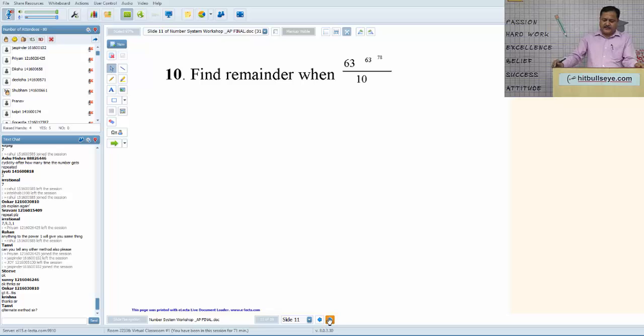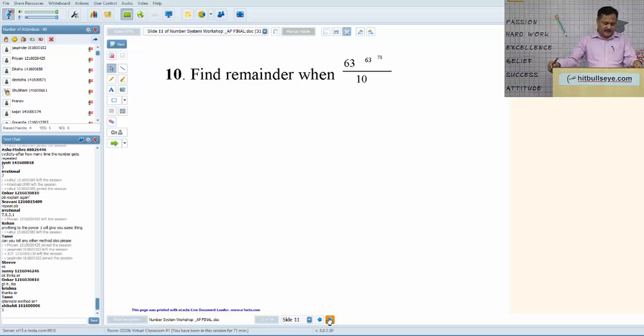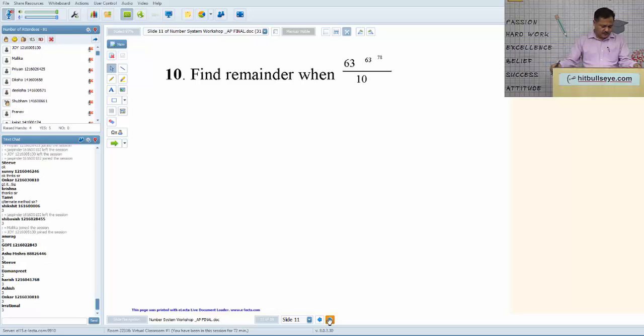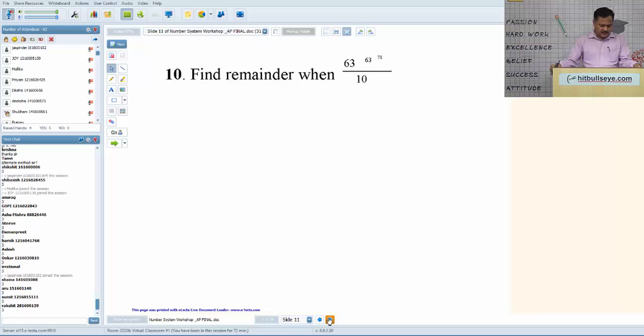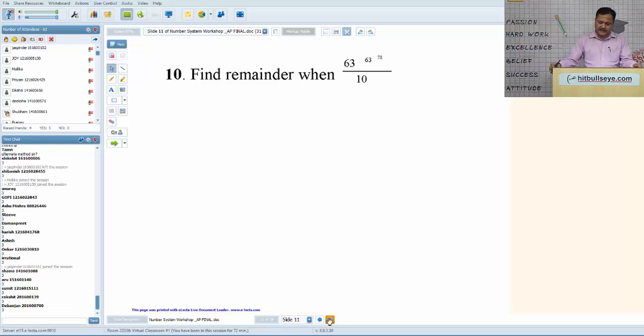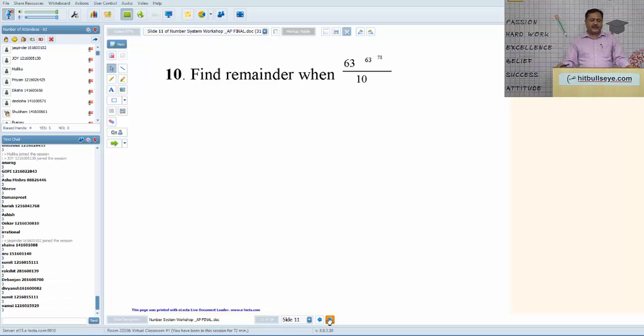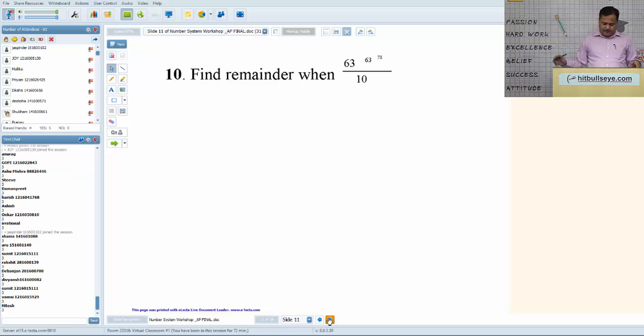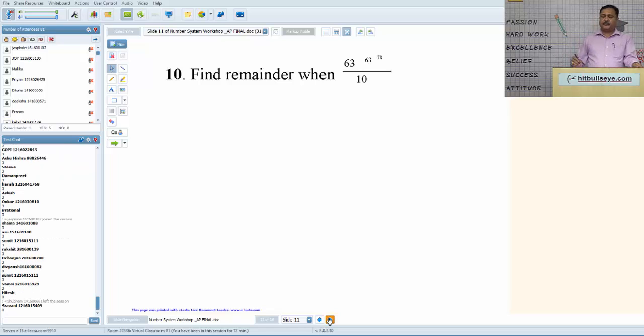Find the remainder when 63 raised to power 63 raised to power 78 is divided by 10. What is the remainder? Most of you are giving the answer 3. So let us check the answer. 63 raised to power 63 raised to power 78 divided by 10.